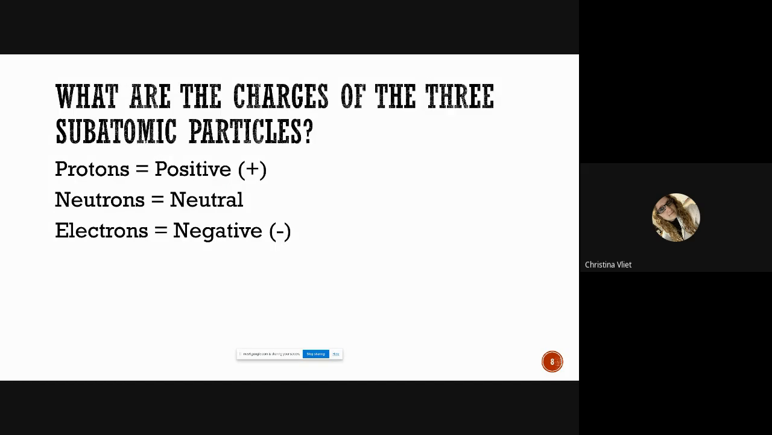Protons are positive, neutrons are neutral, and electrons are negative. Right? P plus, E minus. In this class, you have to know how positive and negative charges work. If you're bad at negative numbers, you're going to struggle a bit, because electrons are negative, and so everything you think is always opposite when it comes to electrons. So make sure that you have the charges of protons, neutrons, and electrons.